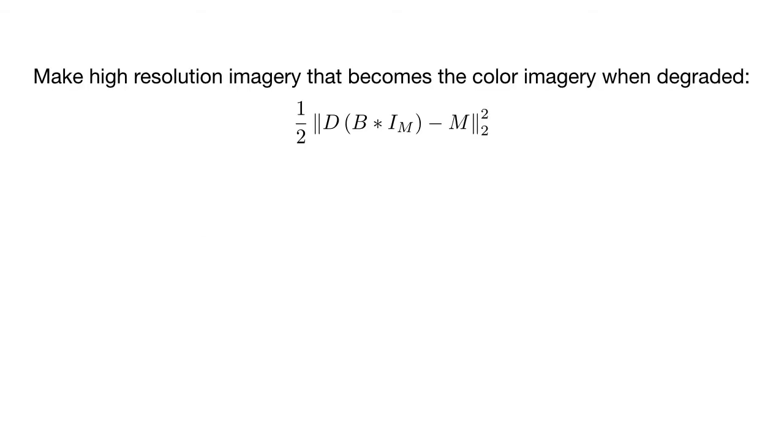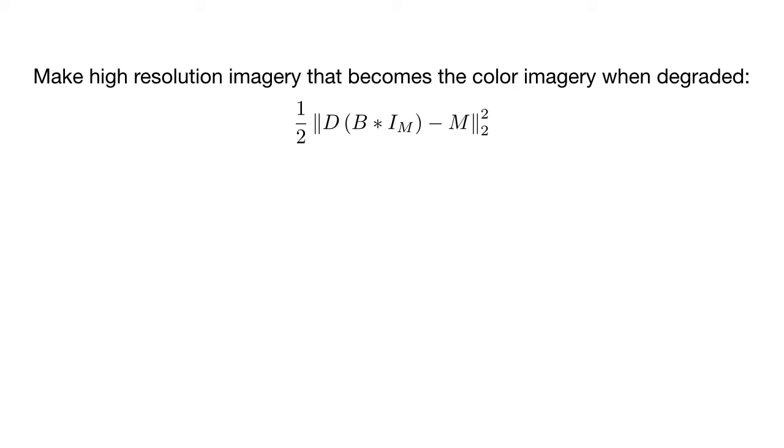The first requirement is that the high resolution imagery be the low resolution metabolic imagery when it's degraded. Here, B represents a blur operator and D represents downsampling. I_M is the high-resolution metabolic image, and M is the low-resolution metabolic image. So what I'm saying here is that the blurred and downsampled high-resolution image should be close to the metabolic image that we actually have. This is an underdetermined linear system.